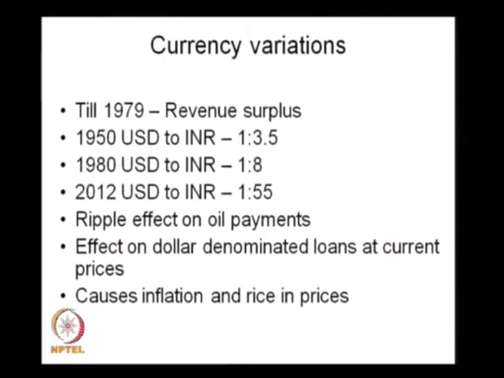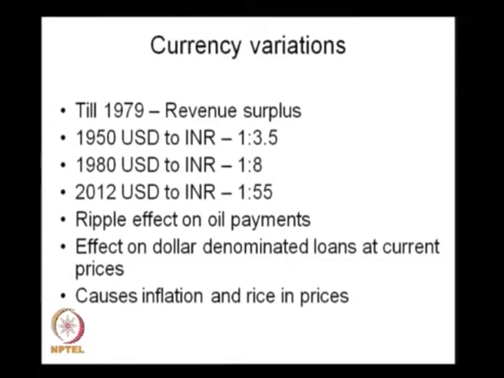Now, look at, because of the revenue deficit that we have been seeing from 1980, let us see the impact of that on the exchange rates. Remember, in 1950 our dollar to the rupee ratio was 1:3.5, went to 1:8, and today we are seeing the dollar rupee exchange rate at 1:55. And imagine the type of ripple effect that it will create, considering our imports are more than our exports, especially when oil becomes very expensive.